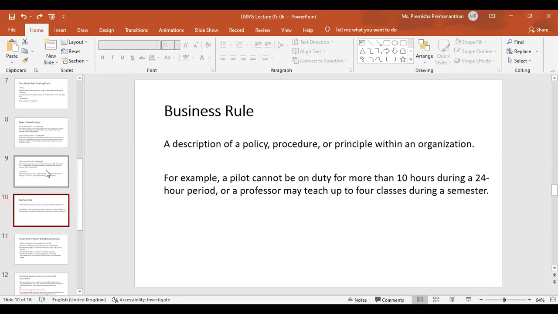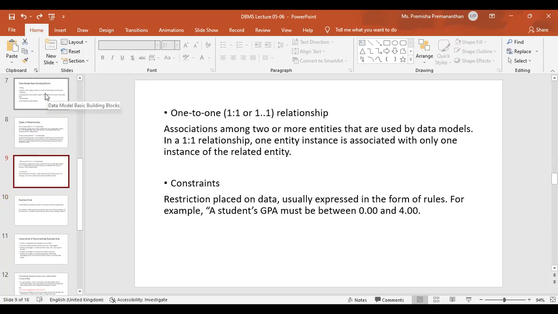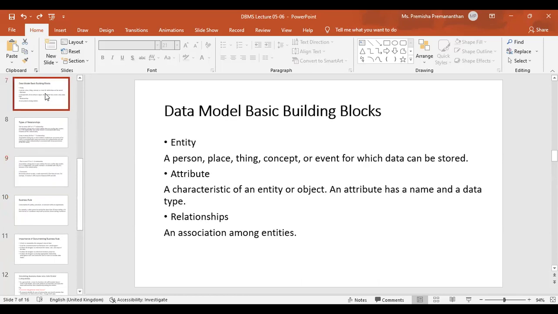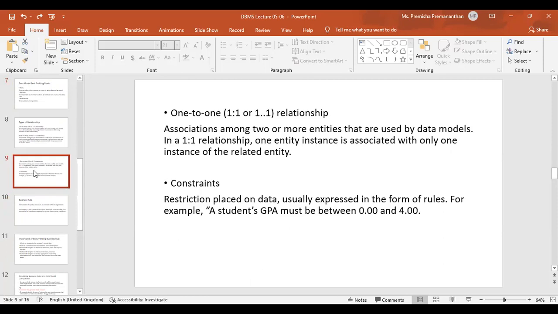So far we discussed the basic building blocks of a data model, from the real world to a computerized system. We want a data model to communicate with computer applications. Those data models have some basic building blocks: entity, attribute, relationship, and relationship has 3 major types: many to many, one to one, one to many. And then constraints. Constraints means we have some restrictions on data, right?